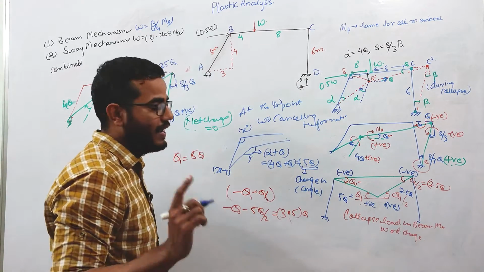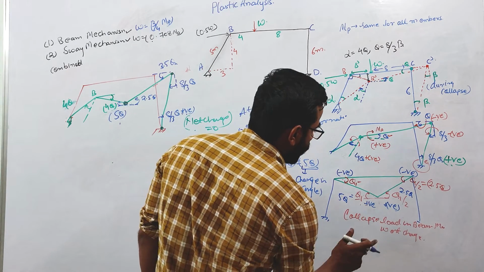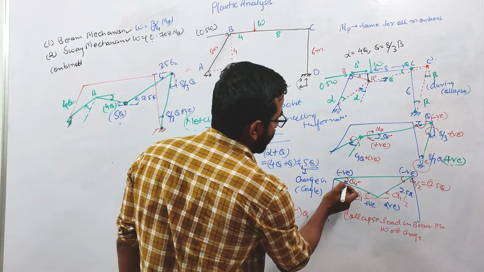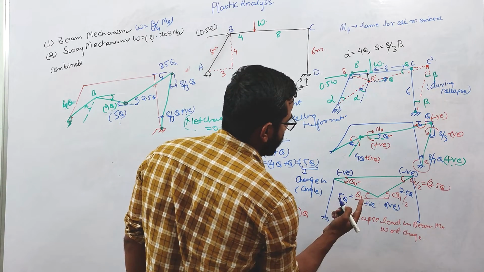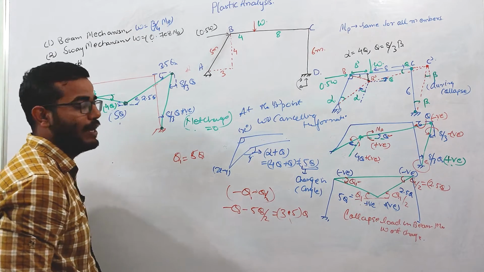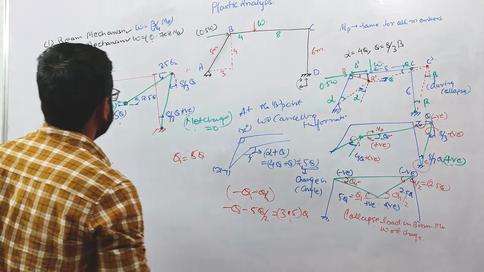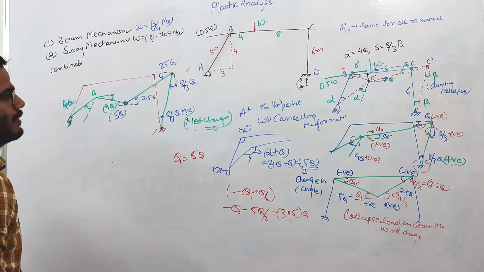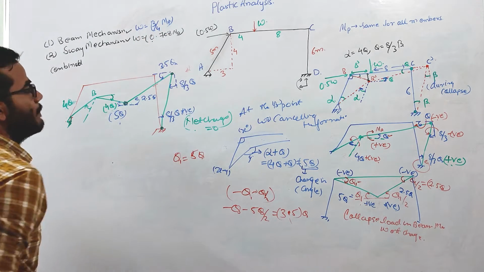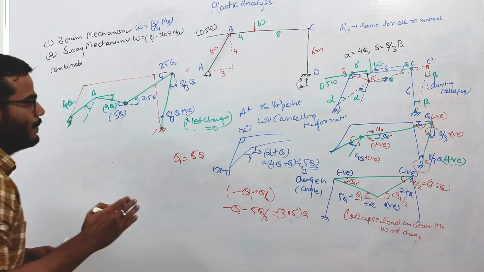I'm telling you that the collapse load in the beam won't change if you increase theta 1 by 5 theta. If you provide this displacement equal to 5 theta, then the collapse load in the beam won't change. You can check that. It is very simple. Theta will cancel out each other. Nothing will happen. W equal to 3 by 4 MP will come. So I'm not showing that.